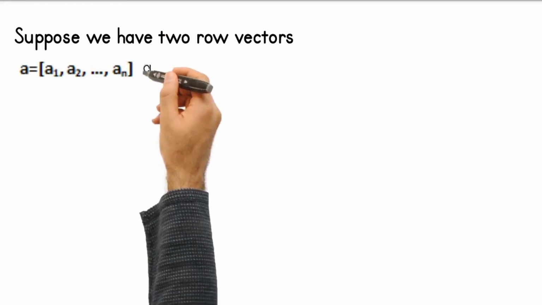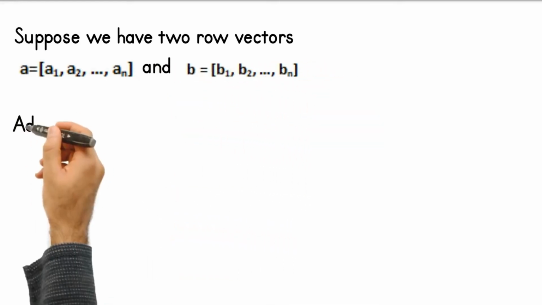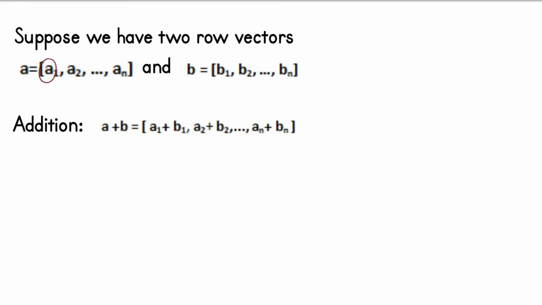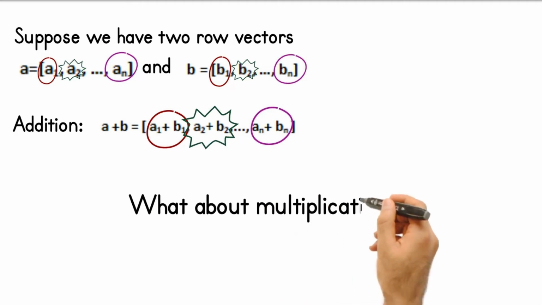Suppose we have two row vectors, A is equal to A1, A2, An and B is equal to B1, B2, Bn. Let's learn some basic mathematical operations on vectors. Addition. When I add these two vectors, I get simply component-wise addition. A plus B is equal to A1 plus B1, A2 plus B2, An plus Bn. This is addition of vectors. What about multiplication?